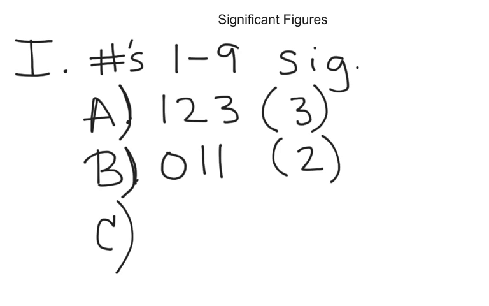Okay. Now, another example is the number 0.11. And this number also has a 0 in front of it. Because it's in front of the number, we say it is not significant, and therefore this number has 2 significant figures.